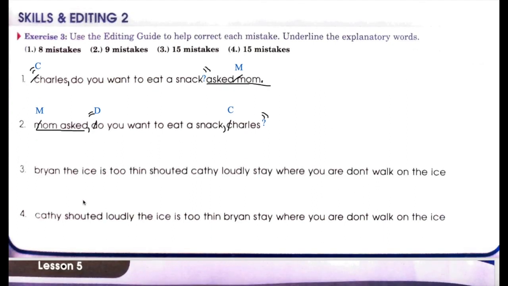"Brian, the ice is too thin," shouted Kathy loudly. "Stay where you are. Don't walk on the ice." We have 2 sentences for our quotation, and they are interrupted with explanatory words. So we need to underline our explanatory words. Shouted Kathy loudly. And then we need to go ahead and put quotation marks around each sentence because they are interrupted by explanatory words.